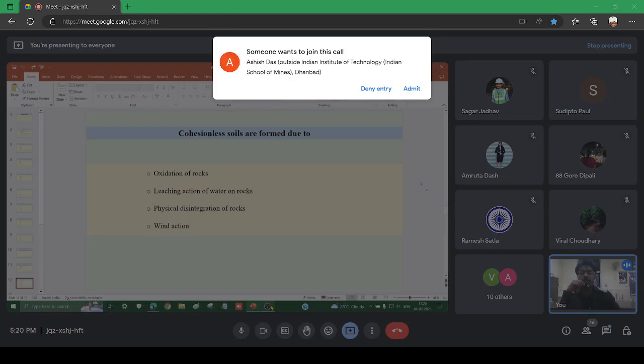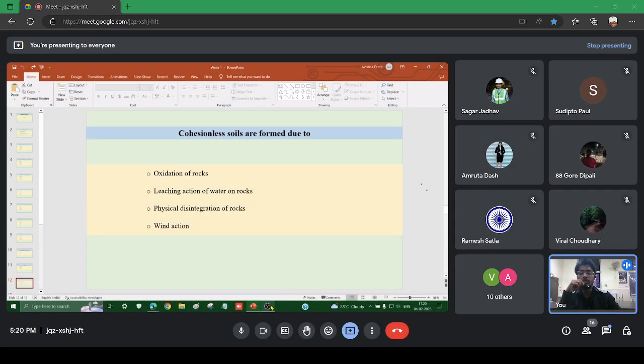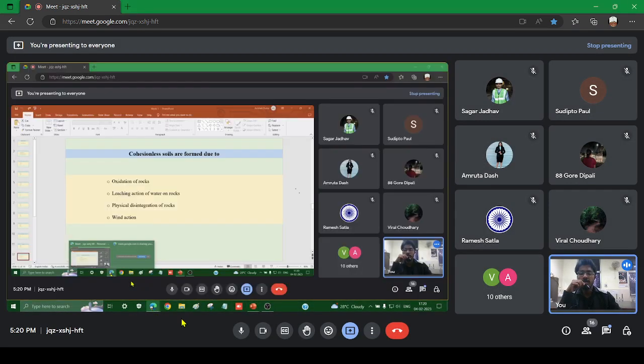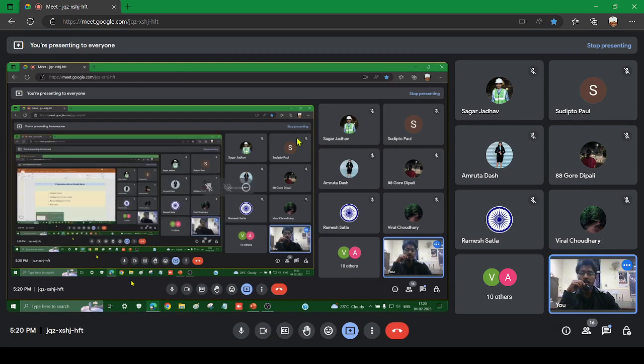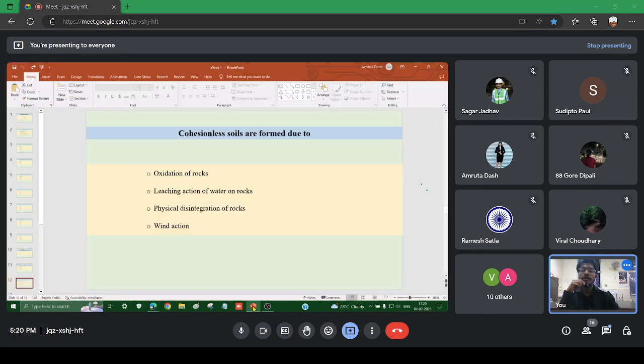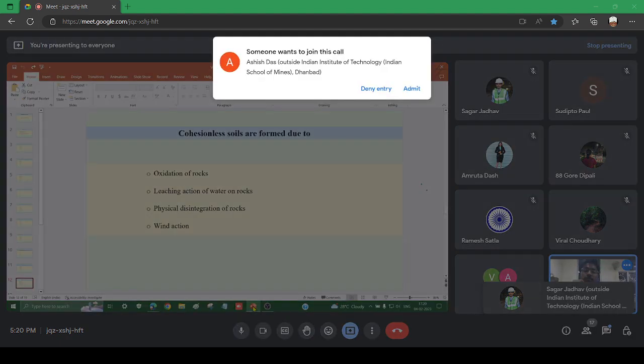I'll repeat the question. Cohesionless soils are formed due to. The options are oxidation of rocks, leaching action of water on rocks, physical disintegration of rocks, and wind action.